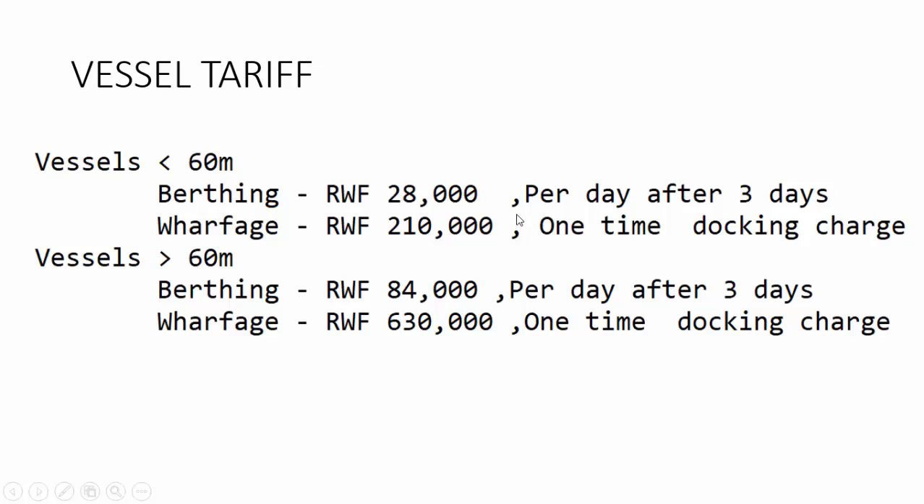Now, there is a grace period for the vessel. When the vessel stays for only 3 days, it does not pay. When it stays more than 3 days, it pays 28,000 Rwandan francs every night. And as we have explained, when it comes, it pays this amount one time. This is quite the same. The difference is that when it's longer than 60, it pays more than when it is less than 60 meters.